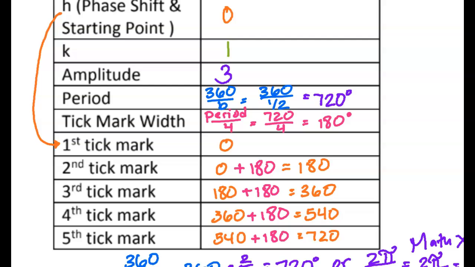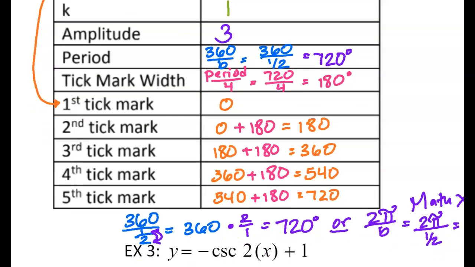And also remember, I told you guys last class that the distance between your first and last tick mark, which in this case, the distance between 0 and 720 is 720, this distance should be the same as your period, right? These two values should be the same if you did it right, which it is, so you're good to go.